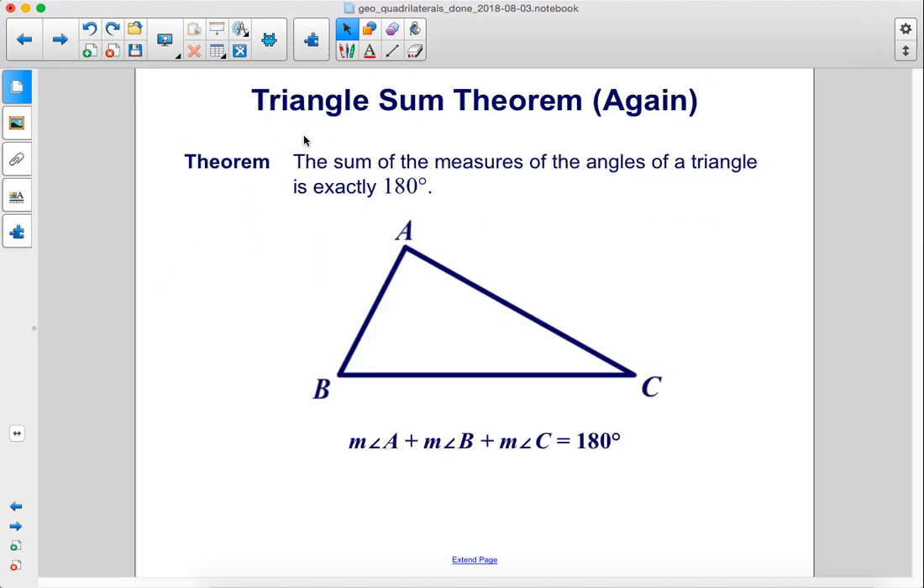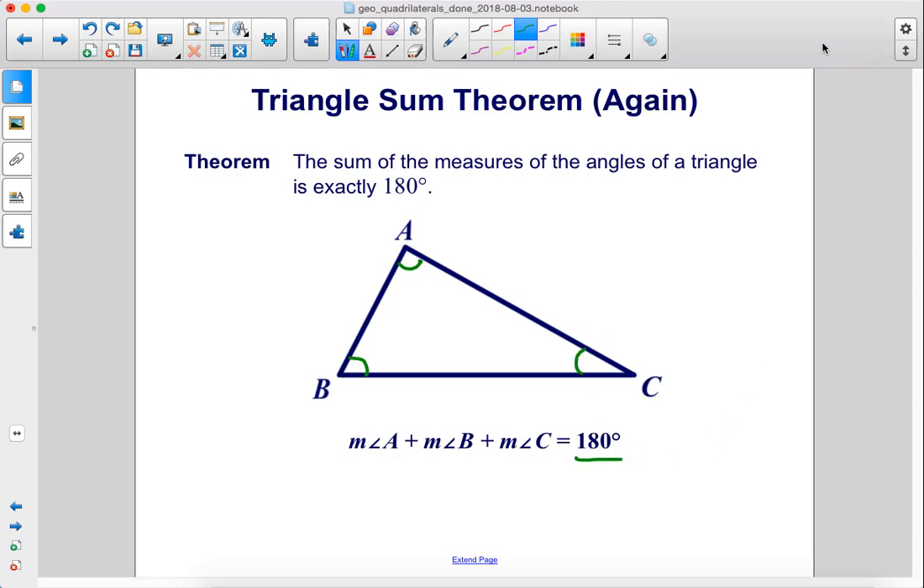Here is a review of the triangle sum theorem. The sum of the measures of the angles of a triangle is exactly 180 degrees. So the measure of angle A plus the measure of angle B plus the measure of angle C equals 180 degrees.